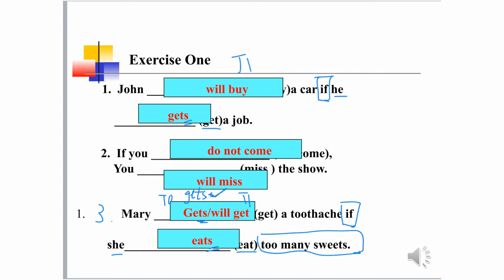Okay, so if you've been eating too many sweets for just 1 day, then you will get a toothache. Or even 1 week, you will get a toothache. Only possible. But if you've been eating too many sweets for more than a year or 2 years or even 10 years, then it will become a fact. You get a toothache, or Mary gets a toothache, after 10 years of eating too many sweets. Okay, so I hope you know the main difference between type 0 and type 1.